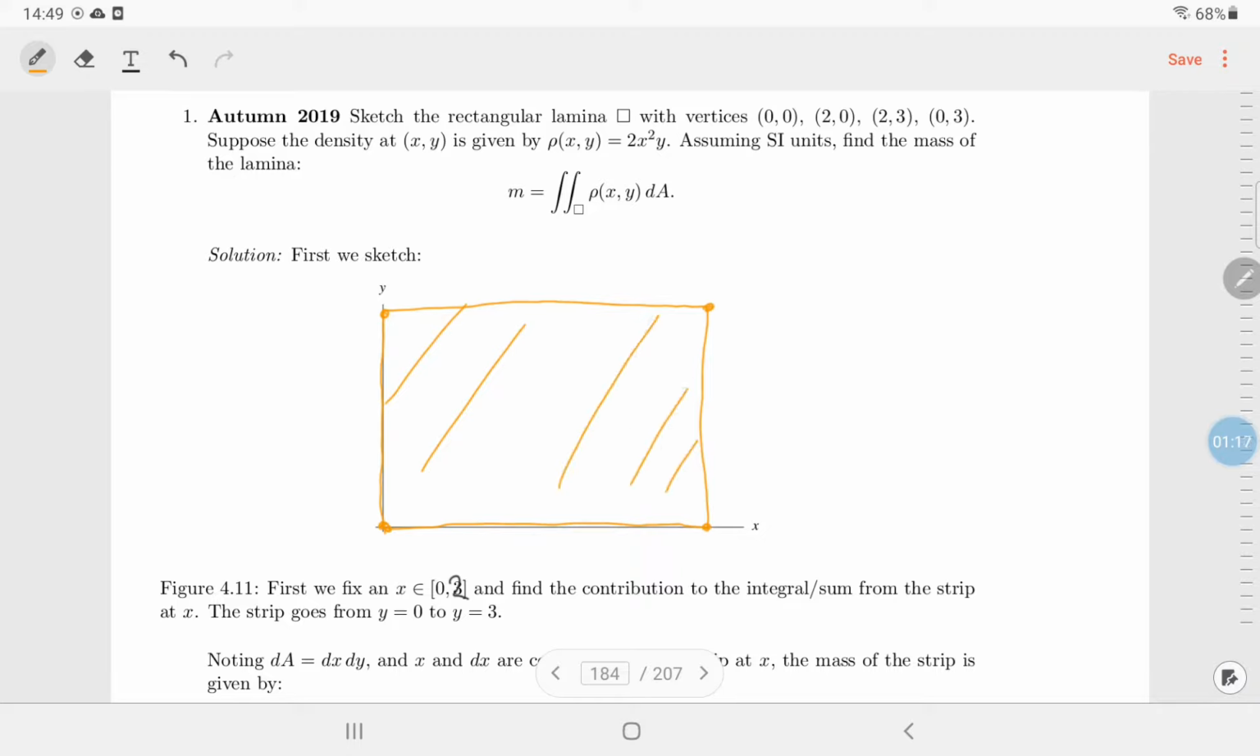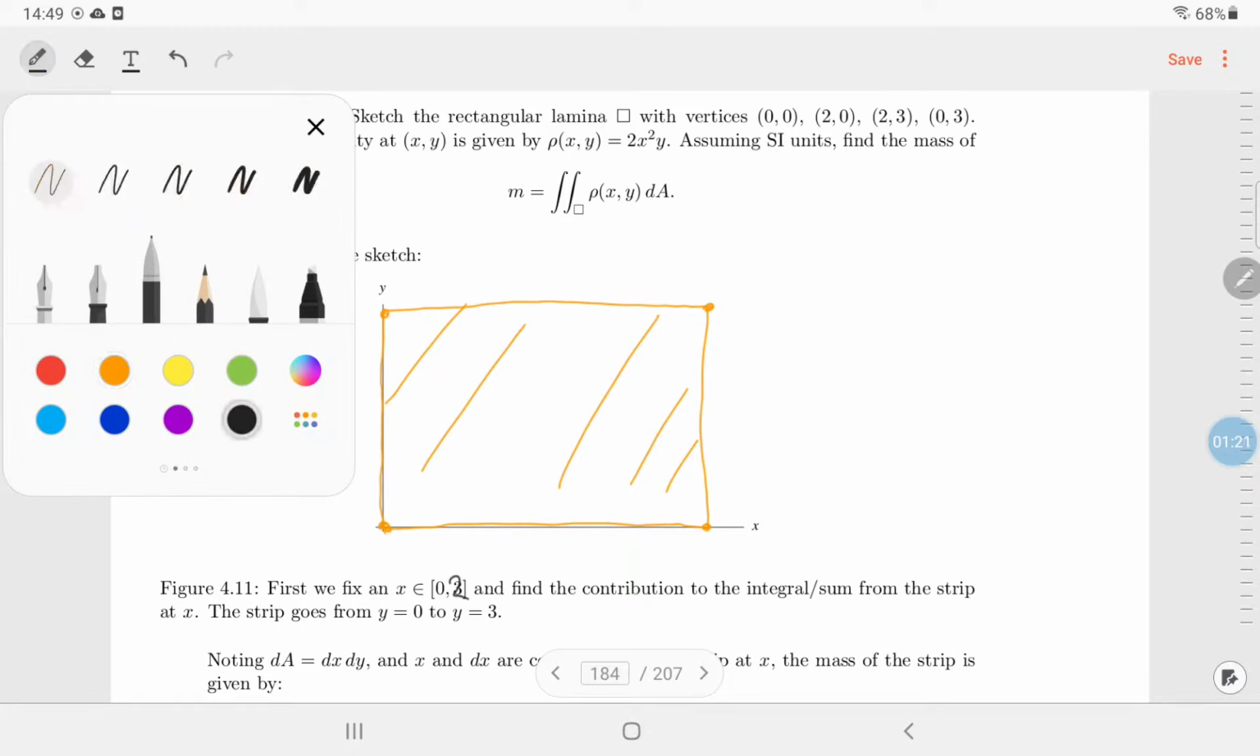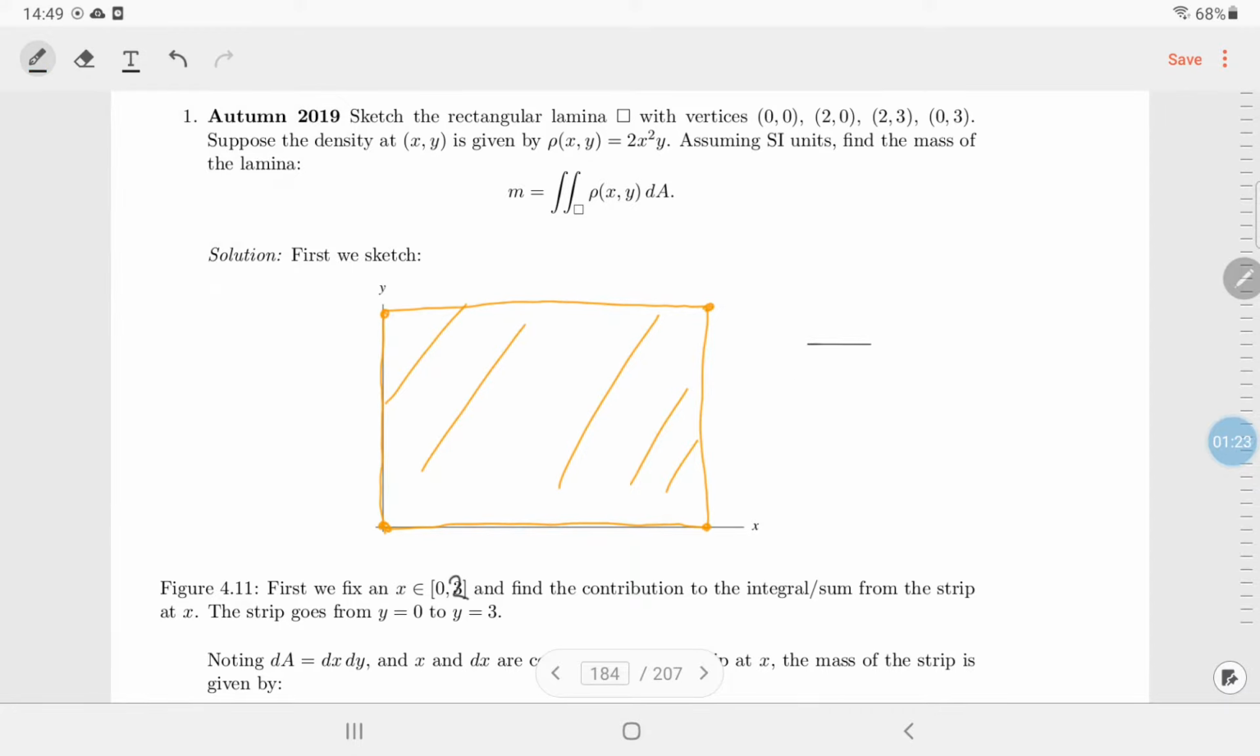Okay, so what we're going to do now is add up, essentially, over this lamina, rho xy, which is 2x squared y, times dA. Now dA is a little bit of area, and it's equal to a little bit of x by a little bit of y. So essentially this is what we're doing.